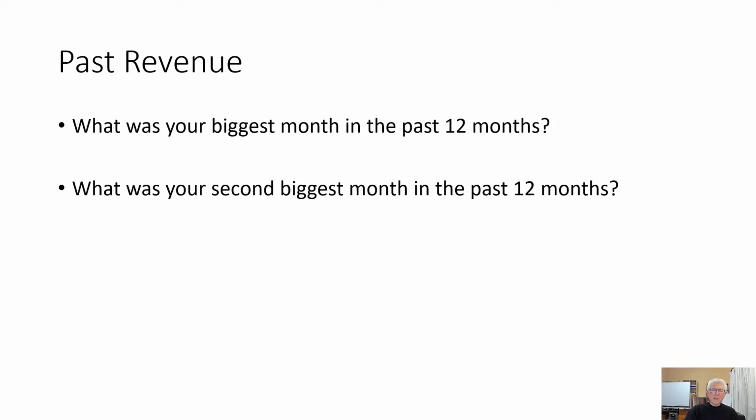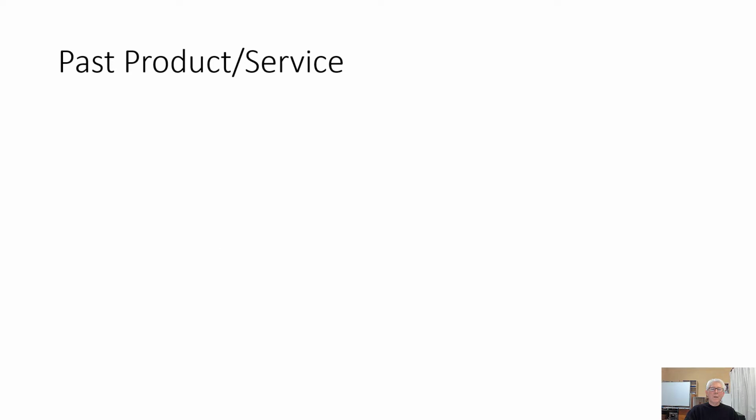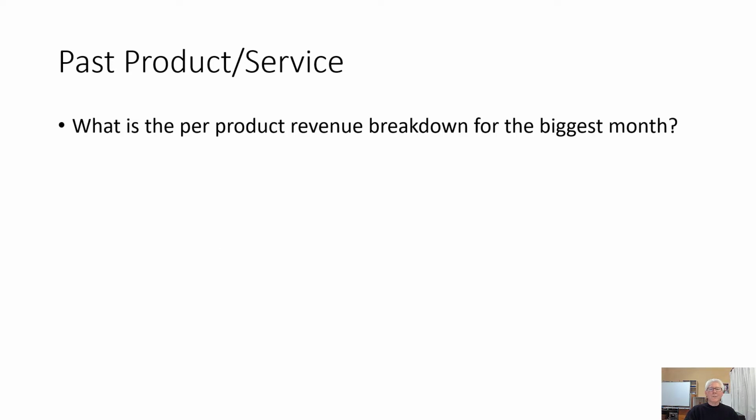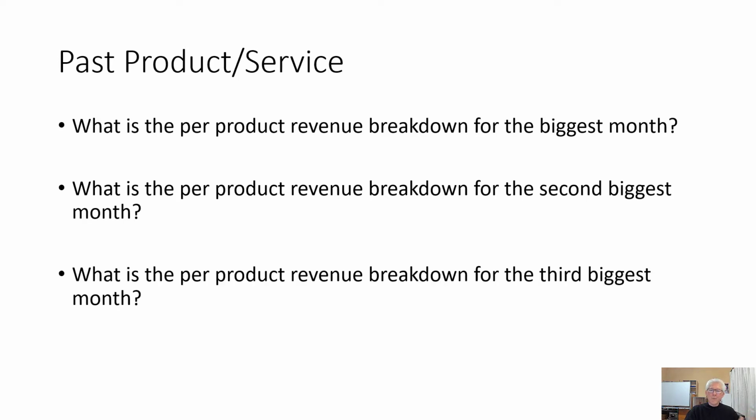What was your second biggest month in the last 12 months? What was your third biggest month? This is all about clues, further clues about what was the past product or service that you sold? What was the revenue breakdown for the biggest month? Even better if you can also look at the gross profit on each one of those as well, because not all products and services are created equal. And what is the per product or service revenue breakdown for the second biggest month, for the third biggest month?